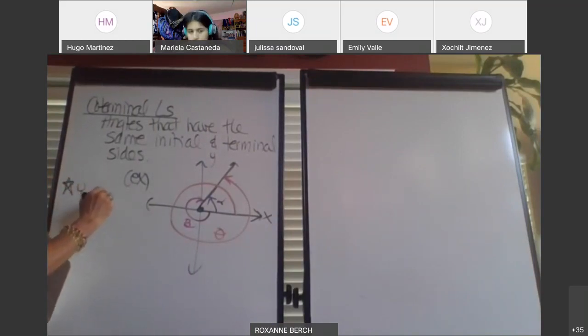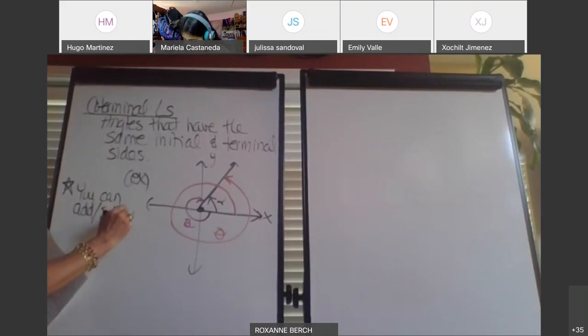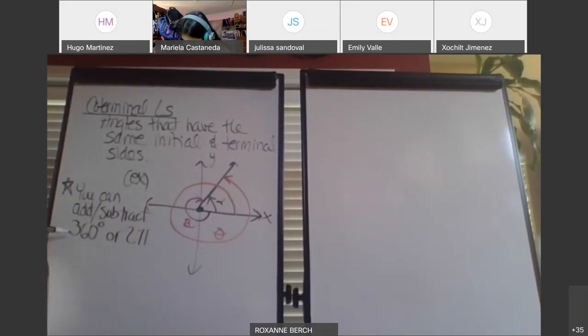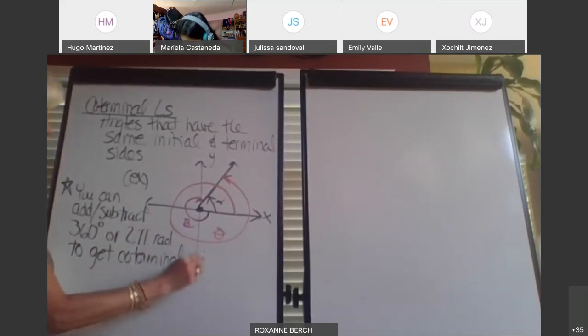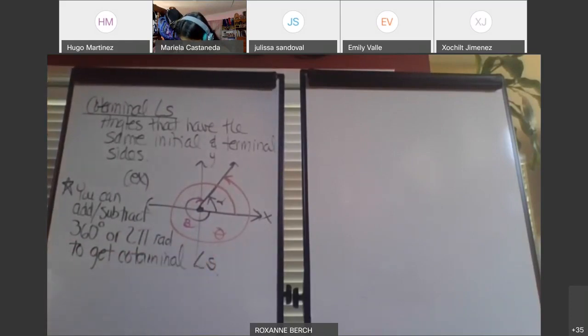You can add or subtract 360 degrees or 2 pi. So 360 degrees is a full revolution in degrees. 2 pi radians is a full revolution in radians. And all you do is add or subtract these, and you can get coterminal angles. Real easy. So we don't have to draw them all the time. That would be a pain.